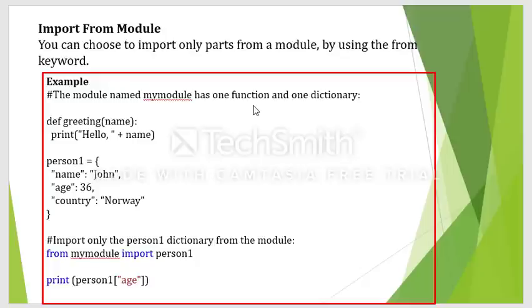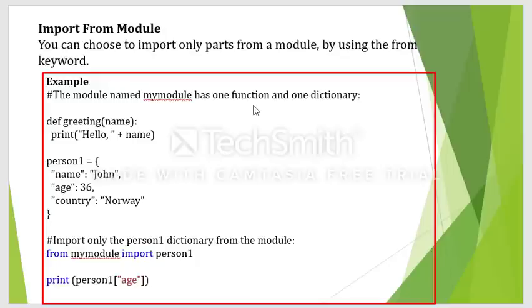So to do that, you have to write the from statement. So from mymodule import person1. I am importing only the dictionary. The dictionary name is person1. I am not importing the greeting function. Okay, hope you understood. We have a module called mymodule. In that module I have two things. One is a function called greeting. The second one is a dictionary which is called person1.